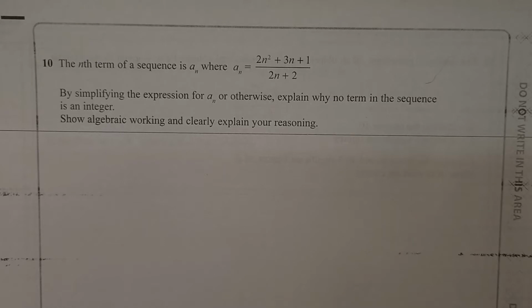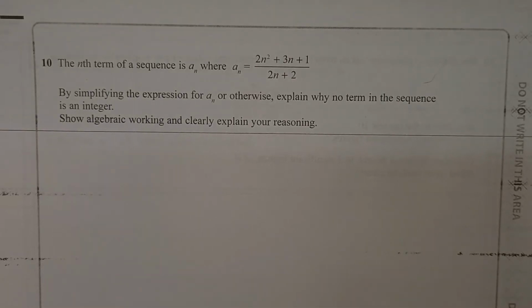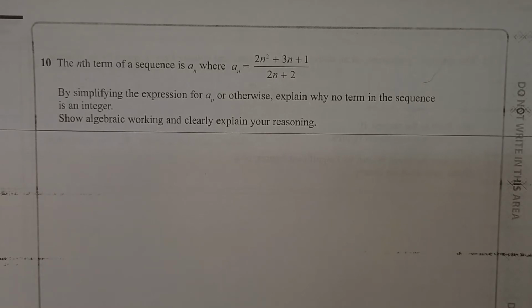Welcome back guys to the second part of Mathematics B, January 2021, paper 2P, and we were on question number 10, so we will be moving on. The nth term of a sequence is a base n, where a base n is equal to (2n square plus 3n plus 1) whole divided by (2n plus 2). By simplifying the expression for a base n or otherwise, explain why no term in the sequence is an integer. Show algebraic working and clearly explain your reasoning.